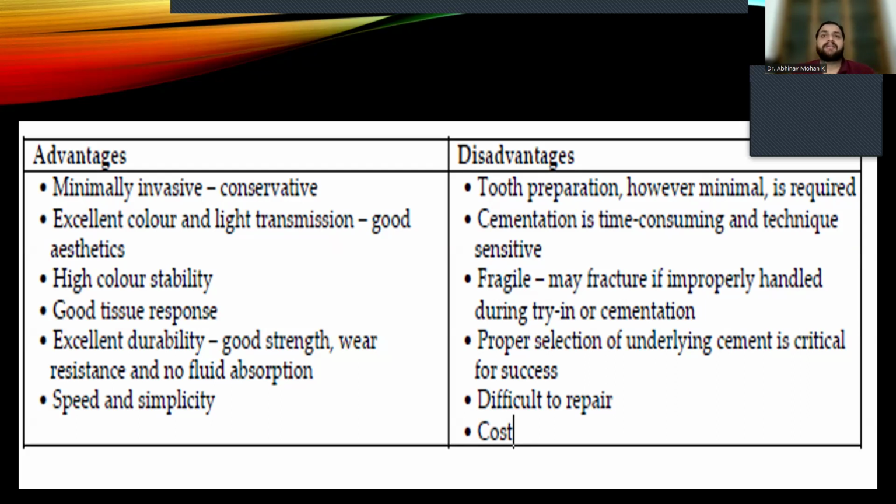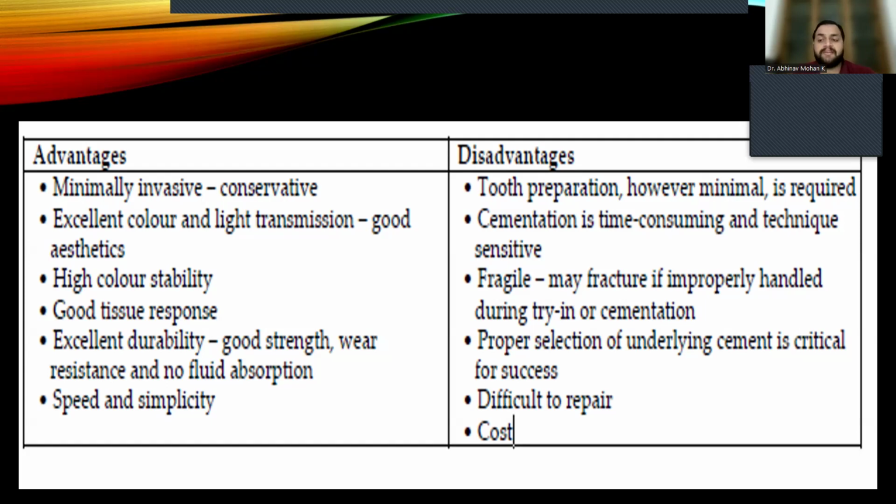And since it's a very thin prosthesis, it's very fragile and may break, for example if it falls from the clinician's hand. So it has to be handled with a lot of care. And proper selection of the underlying cement is critical for the success of aesthetics because, since it is very thin, it is more translucent. So anything slightly darker than the shade selected or the tooth's shade will make it look darker or cause a change in shade or a mismatch.